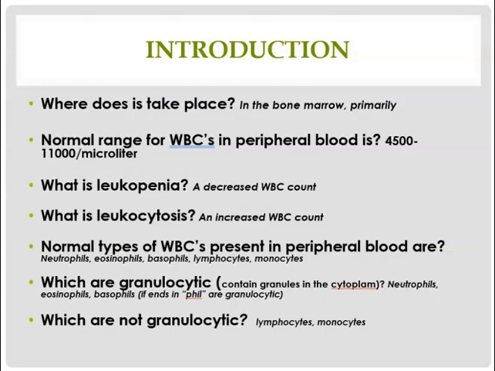There are 5 types of normal white blood cells found in the peripheral blood, and these include our neutrophils, eosinophils, our basophils, our lymphocytes, and our monocytes, but only certain ones of these are considered granulocytic. These are our neutrophils, our eosinophils, and our basophils. And notice that they all end with "phil", meaning they have granules in the cytoplasm. So which ones are not granulocytic? These are our lymphocytes and our monocytes, and we'll talk about them a little later on in another PowerPoint.